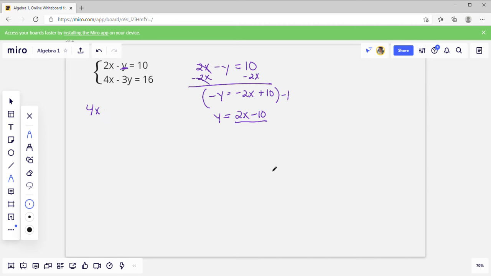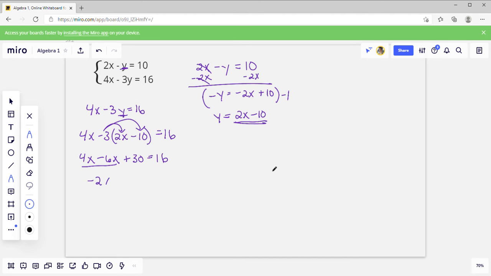So 4x minus 3y equals 16. Here's my y. I'm going to substitute in this value. So 4x minus 3 times y, which is 2x minus 10, equals 16. Okay, so now I got 4x, and I have to rainbow. 3 times 2x would be negative 6x. 3 times negative 10 would be positive 30 equals 16. I'm going to put my two x values together, so I'm going to have negative 2x plus 30 equals 16.